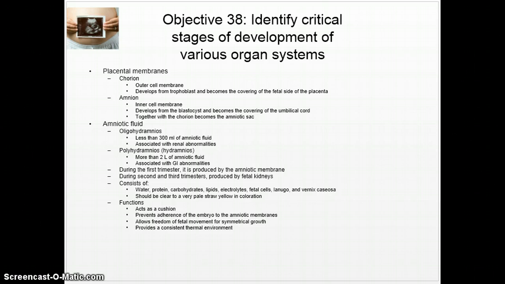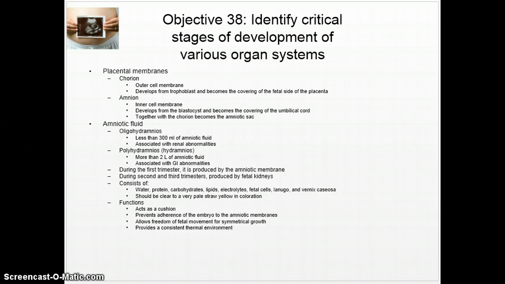Amniotic fluid: some terms you need to know. Oligohydramnios is less than 300 milliliters of amniotic fluid. It is associated with renal abnormalities. Polyhydramnios, or hydramnios, is more than 2 liters of amniotic fluid at delivery, and it is associated with GI abnormalities. The normal amount of amniotic fluid is 1 liter.